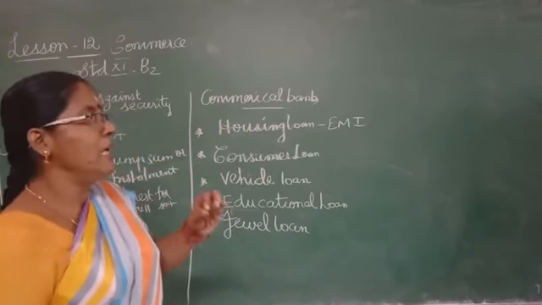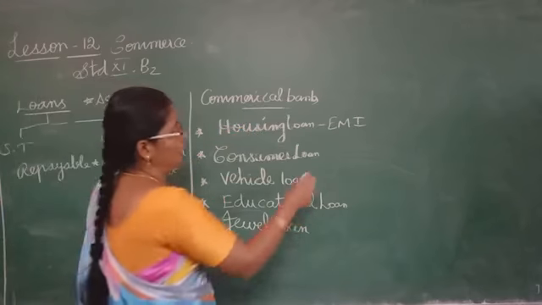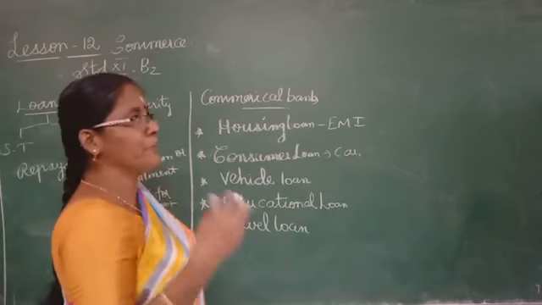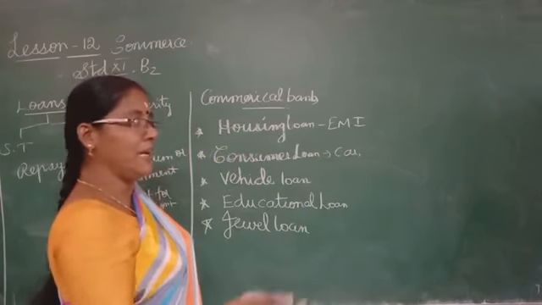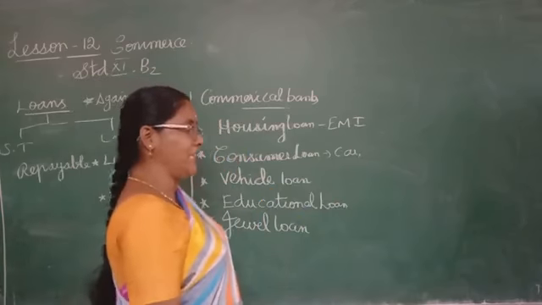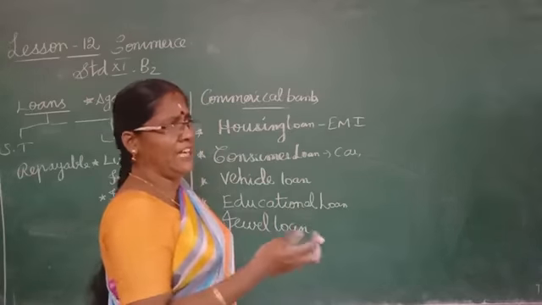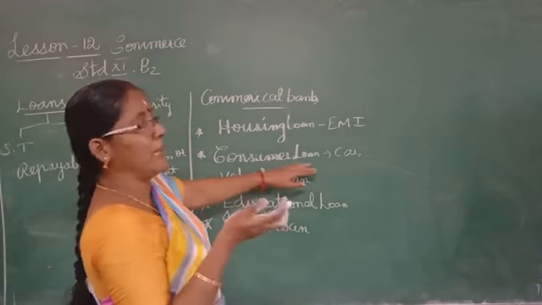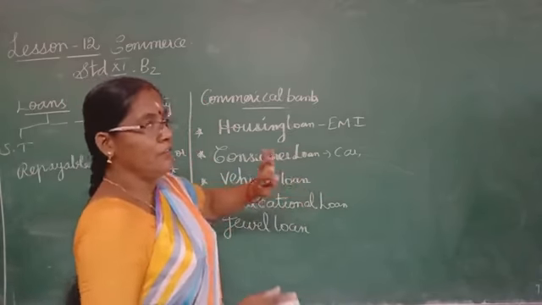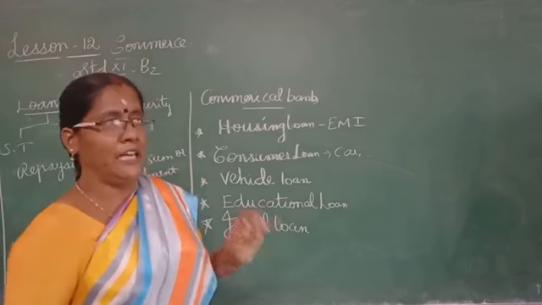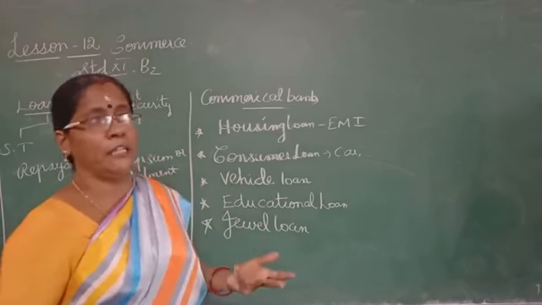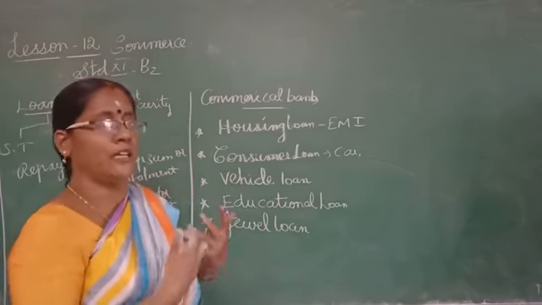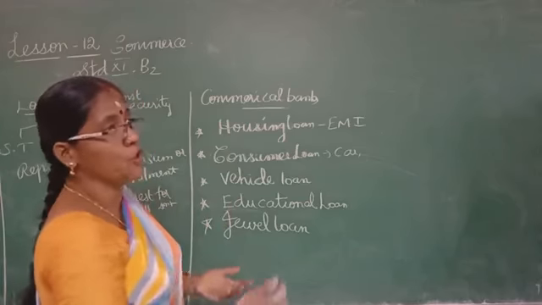The next one, consumer loan. If you are going to purchase any car, refrigerator, or a tractor for agricultural purpose, or any vehicle, two-wheeler, you can purchase these consumer goods. Or else you are going to purchase an LED TV for a hospital you are running. These are all the consumer goods they are giving.